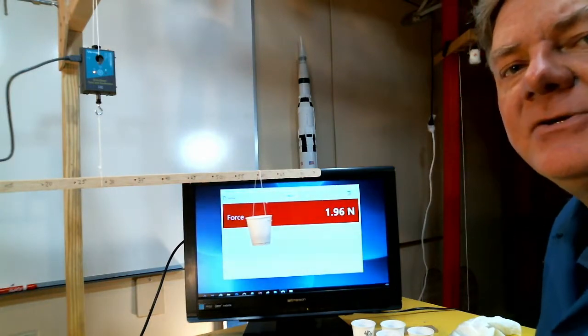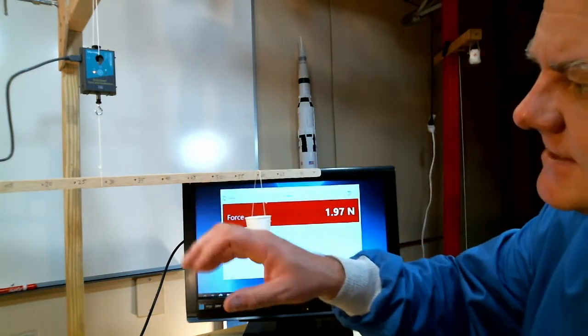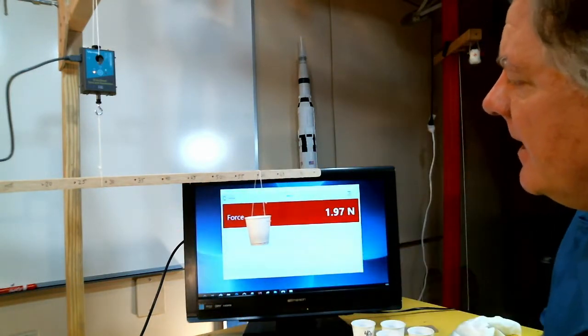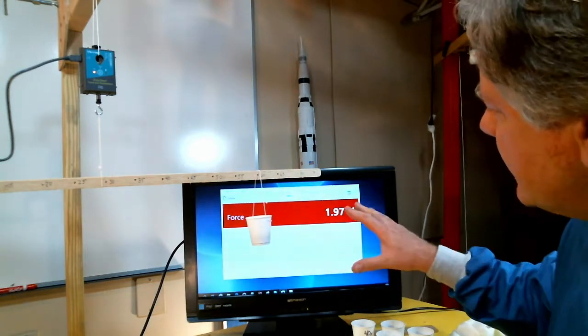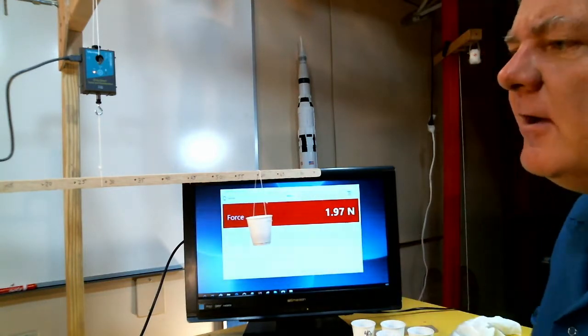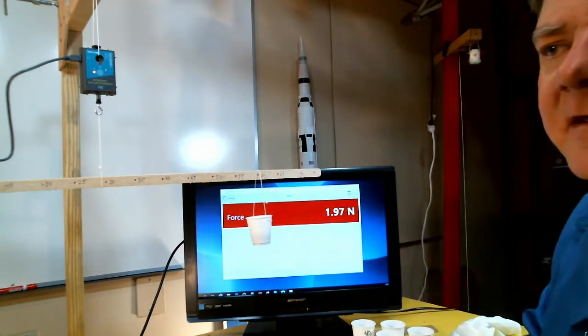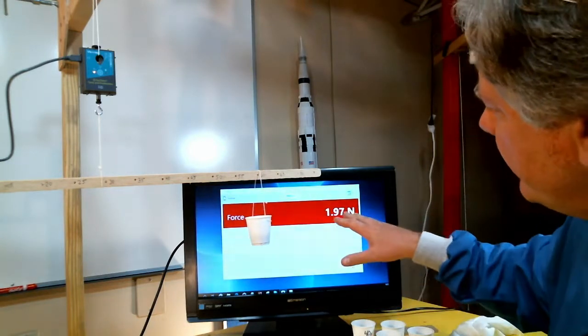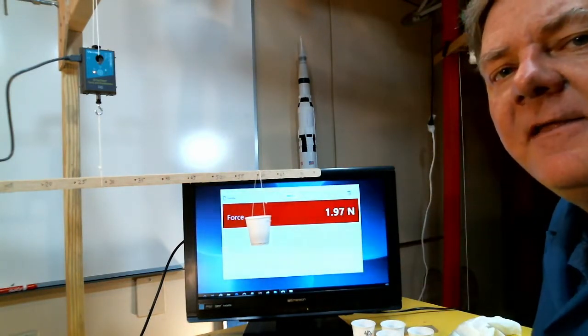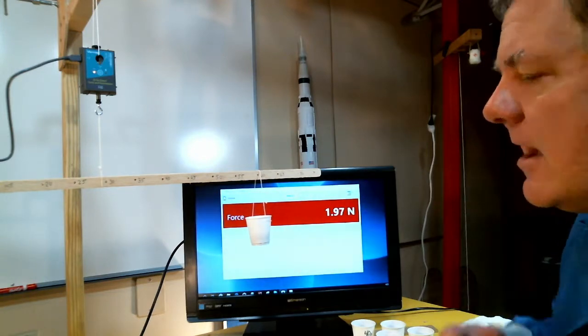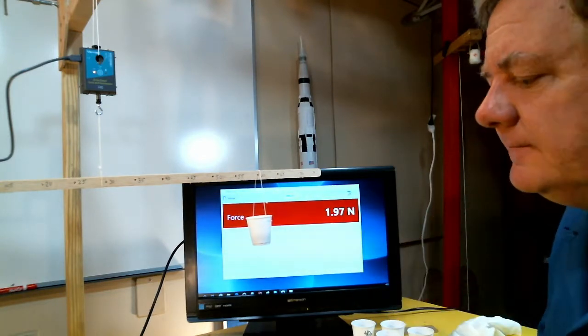So essentially 2 newtons. Now again, there's a little bit of friction in the system. Everything's not perfectly level, and things are not exactly precise. So it's not going to read exactly 2.0. Rarely will your experiments show you exactly the theoretical results, but we're very close. So it bears out that the theory is correct. Now let's move on to our second experiment.